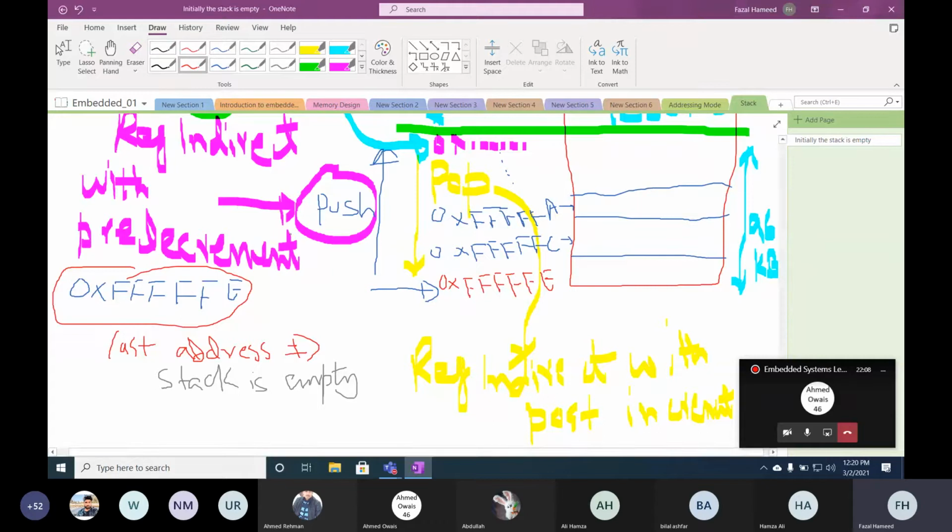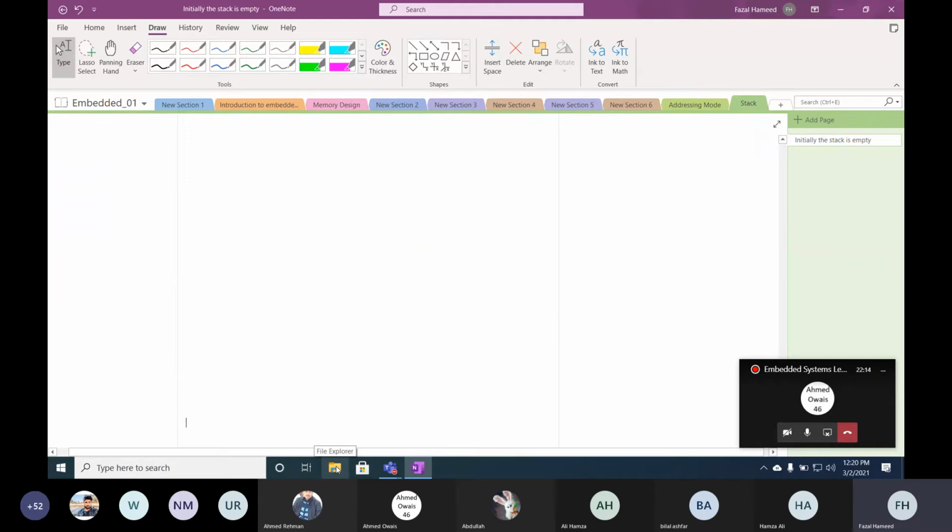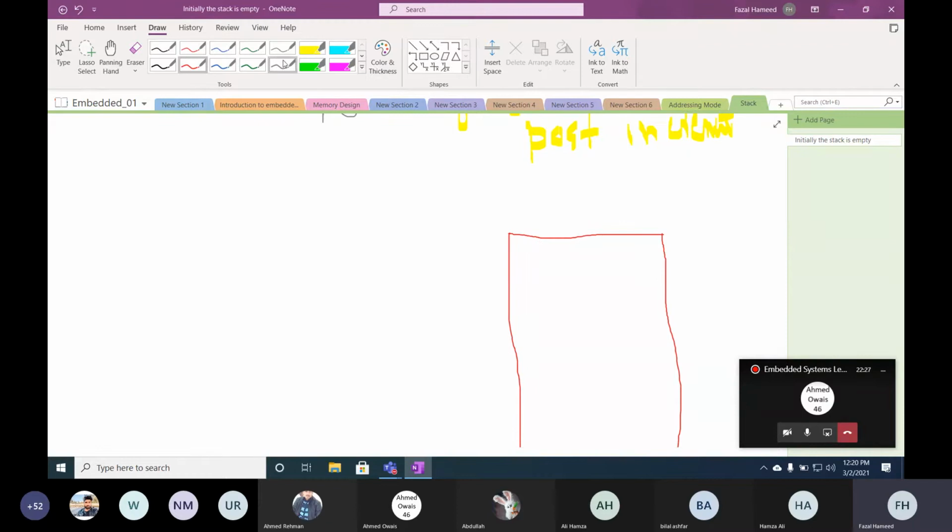Okay. Now if you look at the stack, we proceed further, independent of the size of the stack. Let's assume this is a stack, and this is the size that is allocated for the stack. And above this, you have program memory.